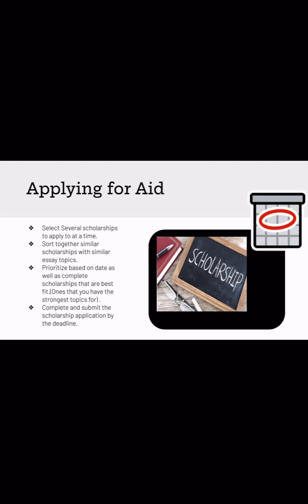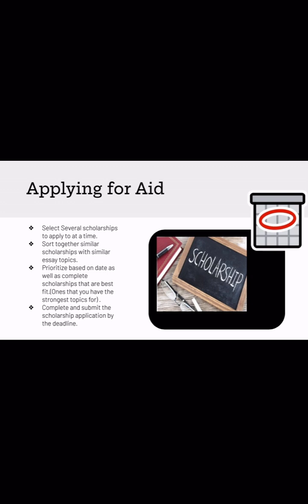Once you go through the process of sorting through those scholarships and prioritizing which ones should be completed first, as well as which ones that you have the strongest topic for, you can then go ahead and complete the application and submit the application by the deadline. I recommend that you don't overwhelm yourself and you focus on the quality of the work rather than the quantity of the scholarships you apply to.